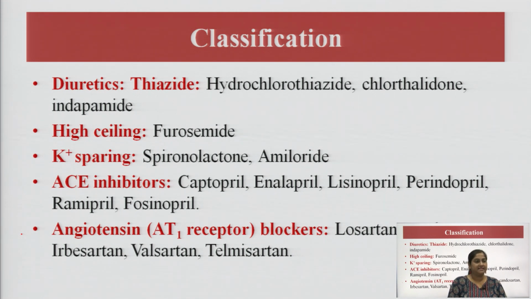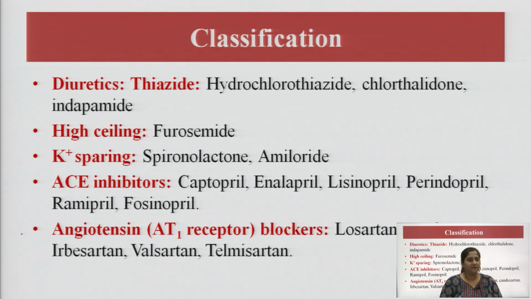Second comes high ceiling diuretics. In this class furosemide is there. Then third is potassium sparing diuretics. In this class spironolactone and amiloride are there. Then comes ACE inhibitors.